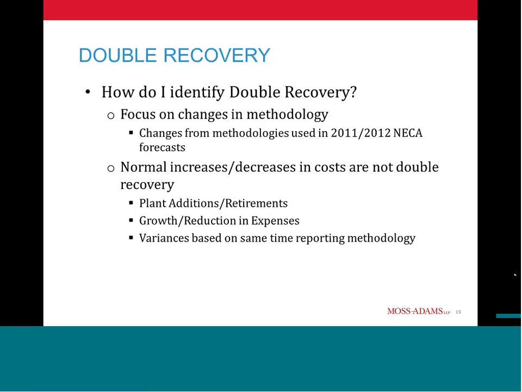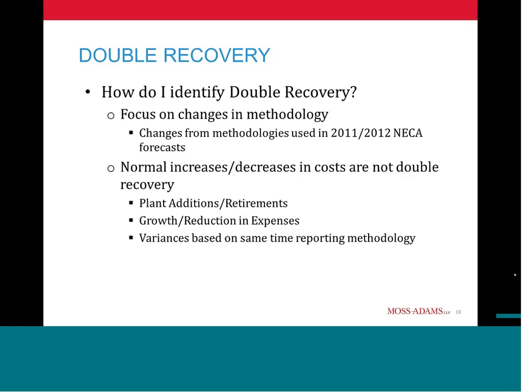So the next question that a lot of people ask or that we look into is, how do I identify any double recovery that I may have? And so really what we always recommend to people is that you need to focus on changes in methodology, changes in how you're doing the cost study. So what you're going to do is you're going to look back to your 2011 and 2012 methodologies that you used in preparing those NECA forecasts. So accounting methodologies, cost study and separations categorization methodologies, network configurations, things along those lines to determine if anything has changed that would drive a change in your switched access cost recovery.